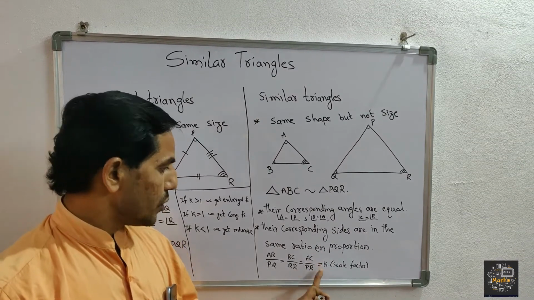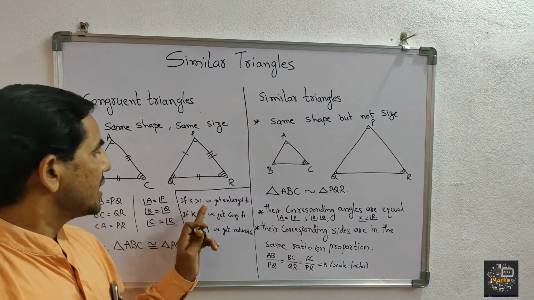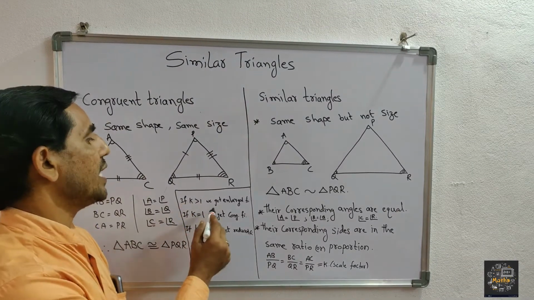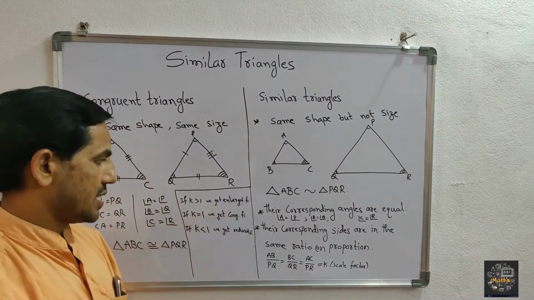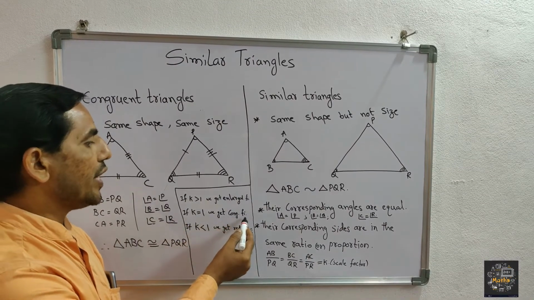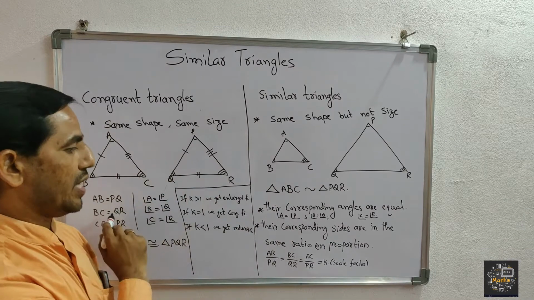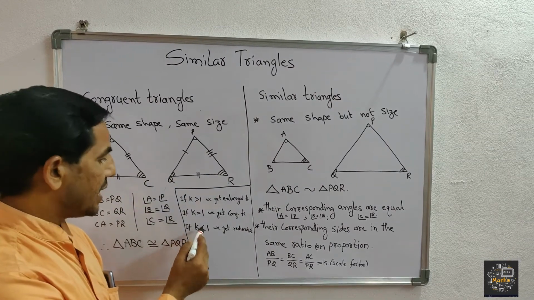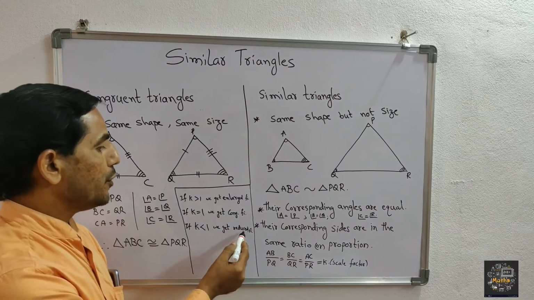So here if k is greater than 1, we get enlarged figures. If k is equal to 1, we get congruent figures, meaning completely congruent figures. If k is less than 1, we get reduced figures.